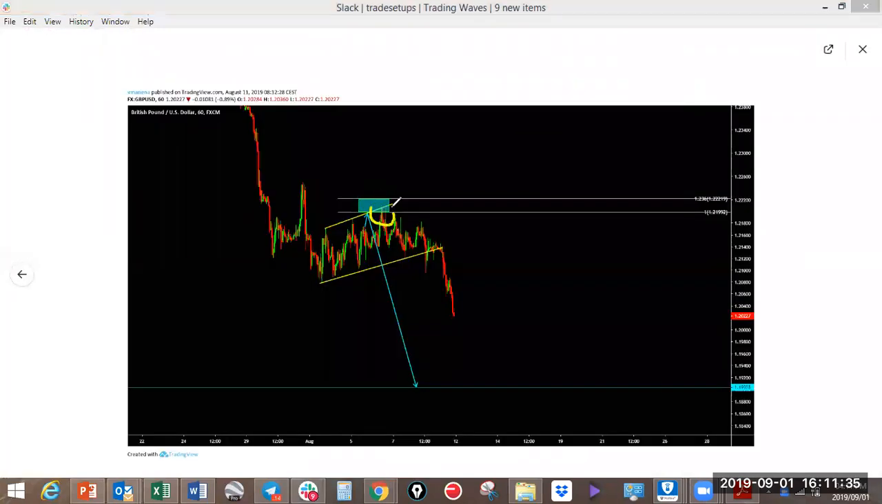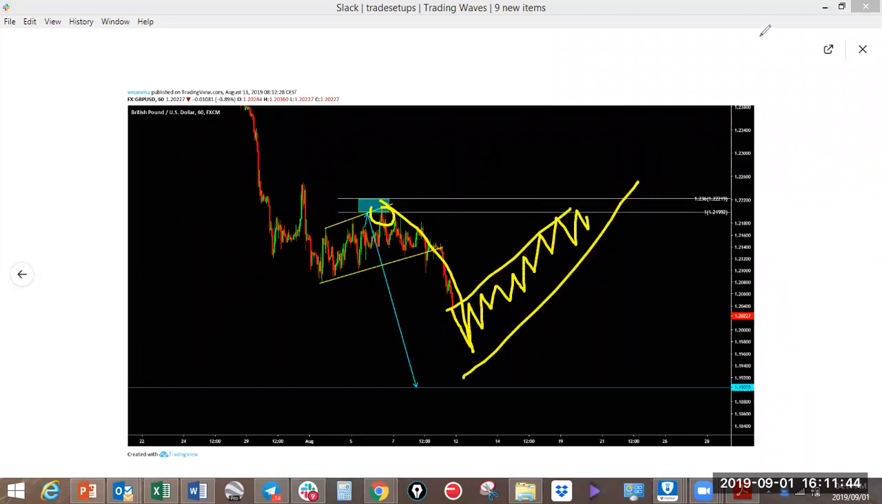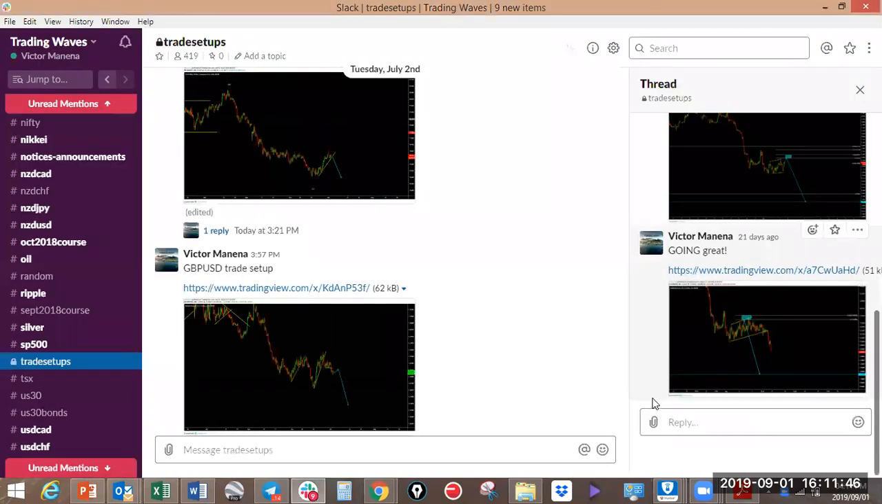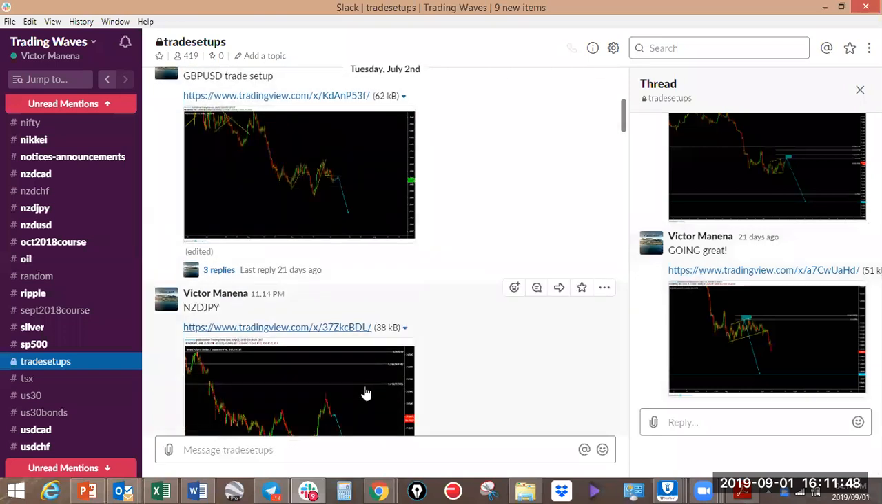This is how this one played out from the blue box. Just a measly few pips in the blue box, and then you drop like this. Now it is doing this. Now we're going to look at this corrective structure and see how we can trade that. Right, so that is pound US dollar. Let's look at some more.